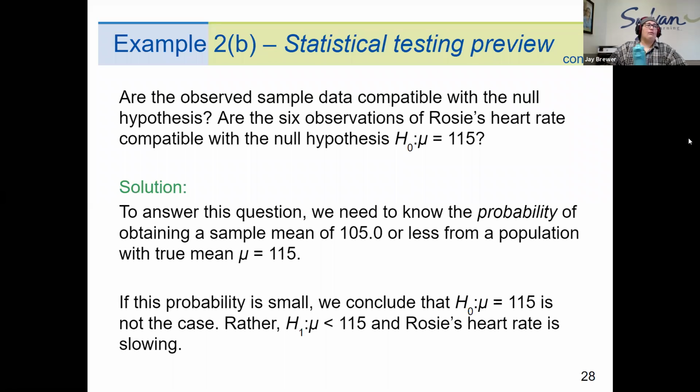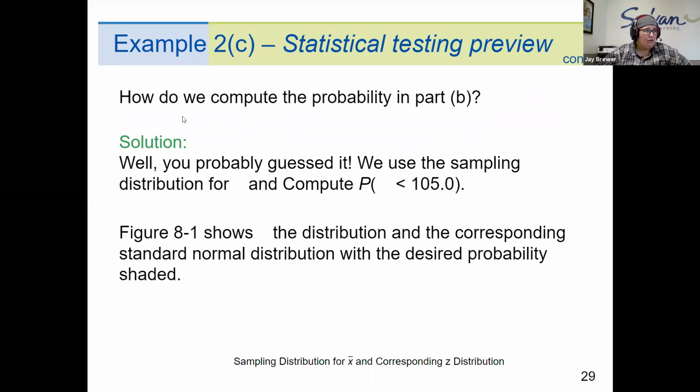Okay. Then it wants to know, are the observed sample data compatible with the null hypothesis? Are the 6 observations of Rosie's heart rate comparable or compatible with the null hypothesis? So to answer the question, we need to know the probability of obtaining a sample mean of 105 or less from a population with a true mean of 115. Okay. So how do you calculate the probability?